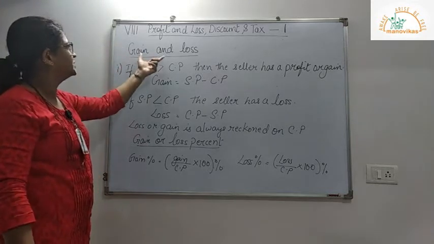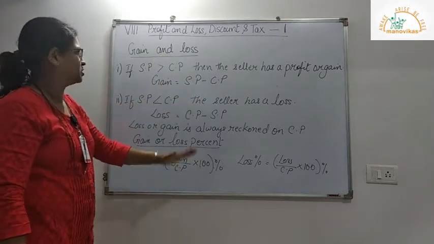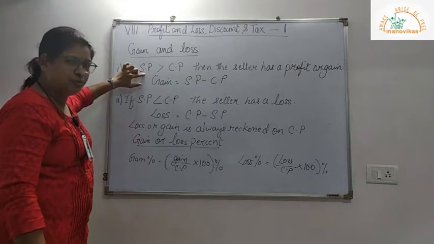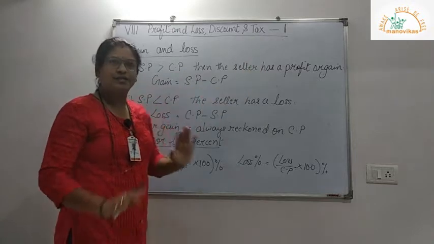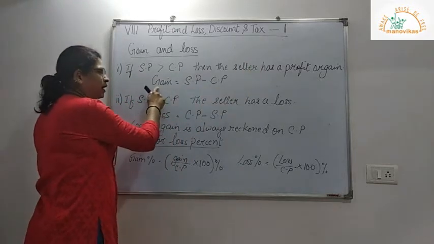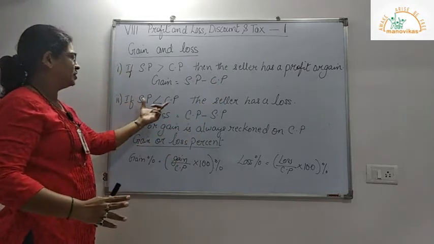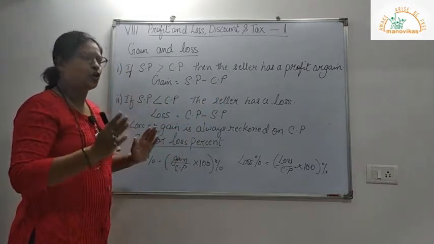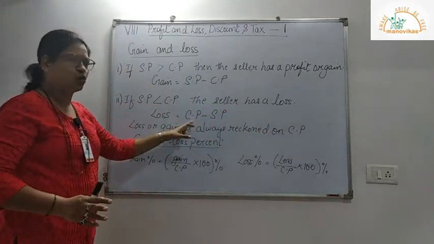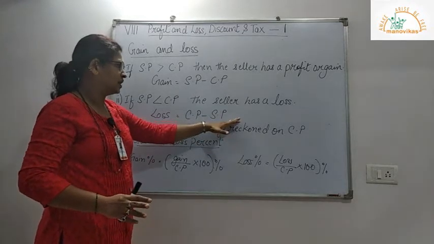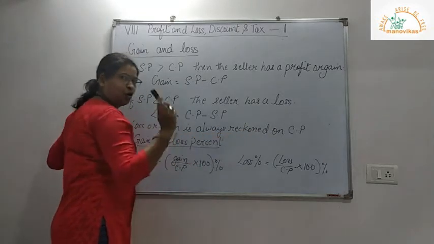Now we see what is gain and loss, that is, when we have a profit and when we have a loss. If the selling price is more than the cost price, then the seller has a profit. So the gain is given by selling price minus the cost price. If the selling price is less than the cost price, then the seller will have a loss, and the loss is given by cost price minus the selling price. Always remember that loss and gain are always reckoned on the cost price.